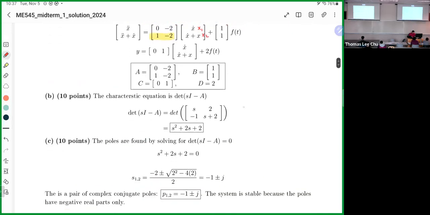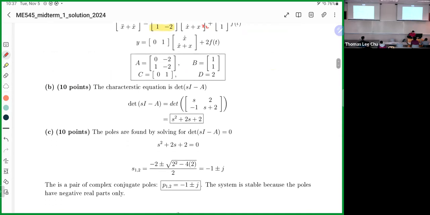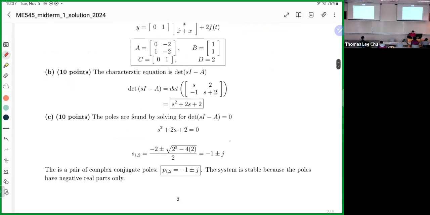One note about part B, not as many people made this mistake, is you want to include your pole zero cancellation for part C. So if you have pole zero cancellation, you still want to include those poles and zeros that were canceled out.